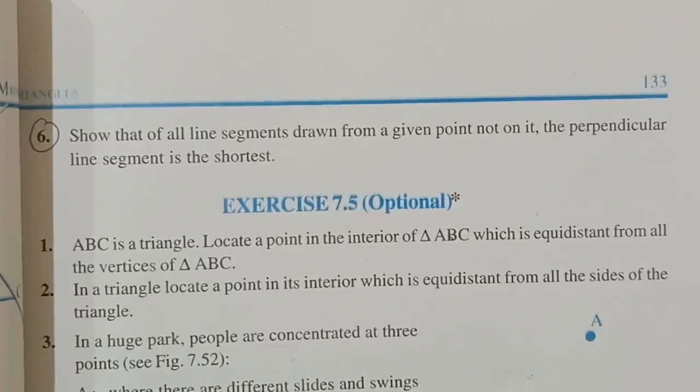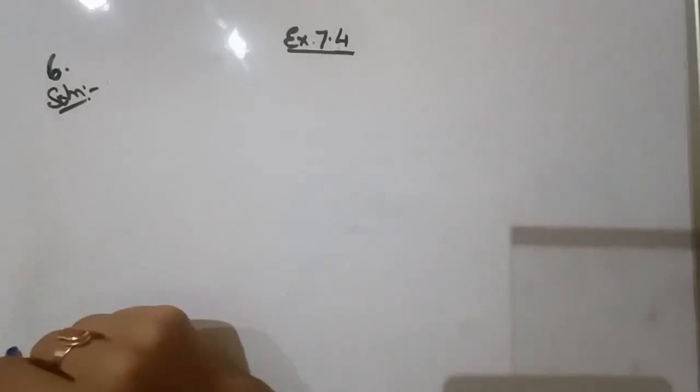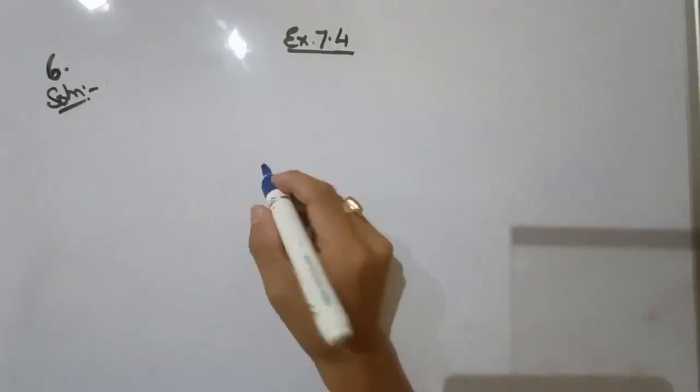Next, exercise 7.4, question number 6. Prove that of all line segments drawn from a given point not on it, the perpendicular line segment is the shortest. So exercise 7.4, question number 6, solution.